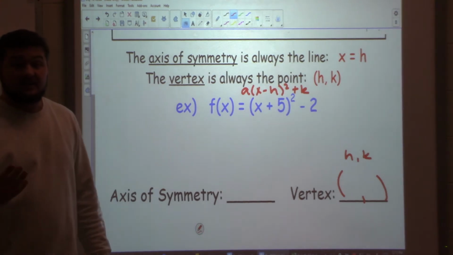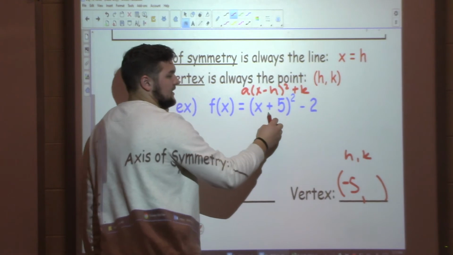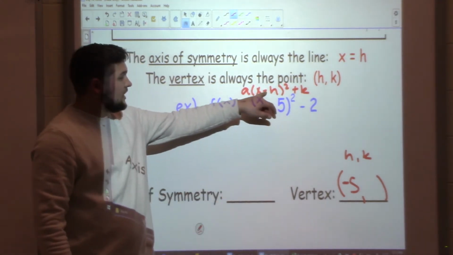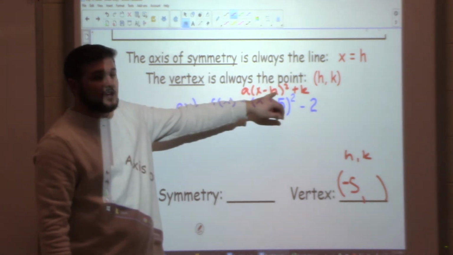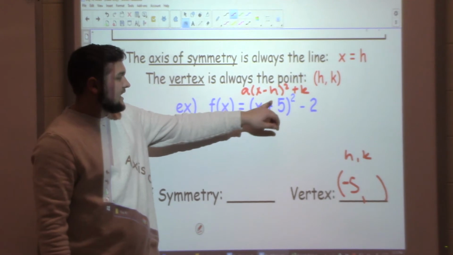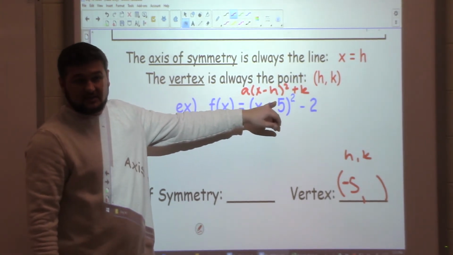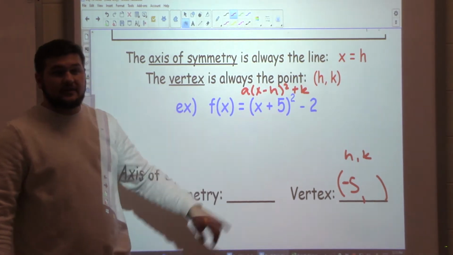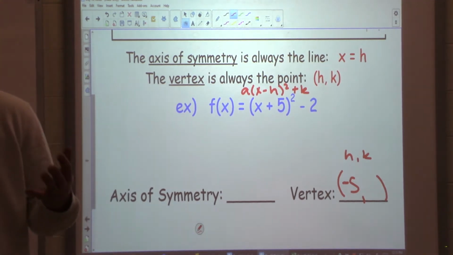So here's a little trick to remember. The number inside here, we're always taking the opposite of, because when you put it into this equation, it'll give you the opposite. Right? If I put 5 into x minus h, I get x minus 5. But I want x plus 5. If I put negative 5 in here, I get x minus negative 5, which minus a negative would be plus 5. Does that make sense?